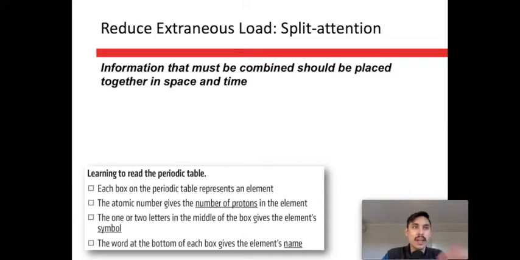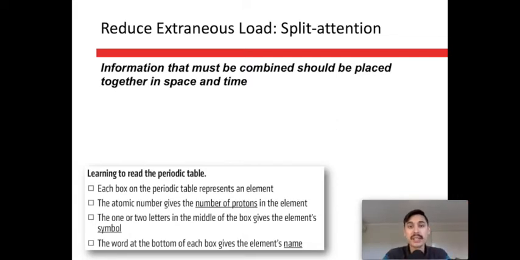Then the teacher would say, the atomic number gives the number of protons in the element. And so she would say, oh, that atomic number is up at the top left. So look at the top left and put your finger on that, and that's that number of protons. What's actually happening here, even though the teacher's instruction was very clear, what the teacher was actually asking the students to do was to split their attention between two places. One was the board, and one was the periodic table in front of them.